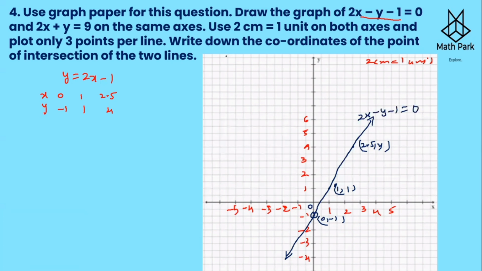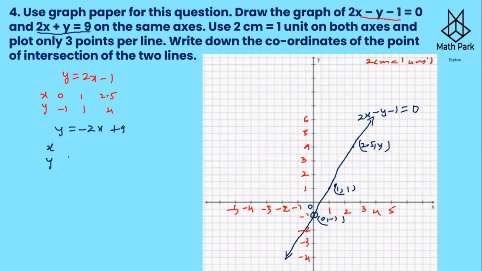Now we start making points for the second line. 2x plus y is equal to 9. Let us make y the subject. So you get y is equal to minus 2x plus 9. So let us create a table for this x and y.